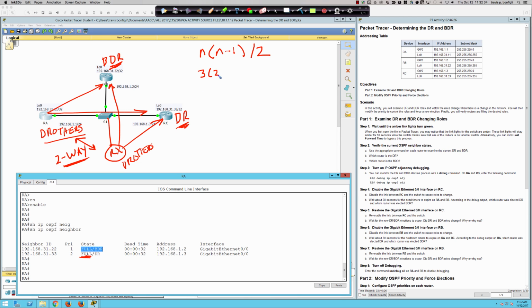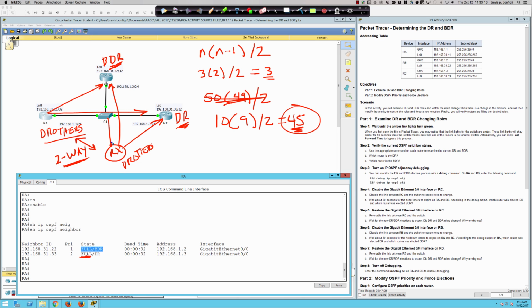We're talking about 3 times 2 divided by 2. So if everybody had to be adjacent with everybody else and we had 3 routers, you'd only be looking at 3 full adjacencies. When we talk about 50 routers, 50 minus 1 is 49, and I don't even know what that is going to work out to. But if you were to do the math, let's go to a smaller number here. Let's go to 10. So if we had 10 routers, and we said 10 times 9 divided by 2, you'd now be maintaining 45 adjacencies. Or there would be 45 full adjacencies being maintained.